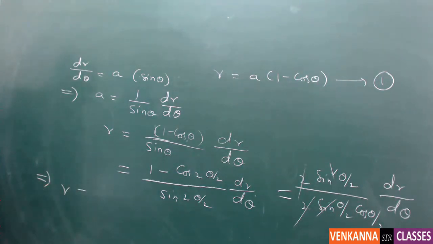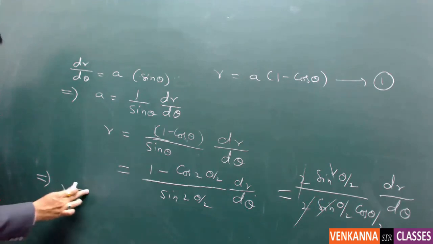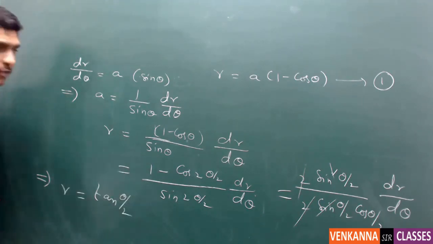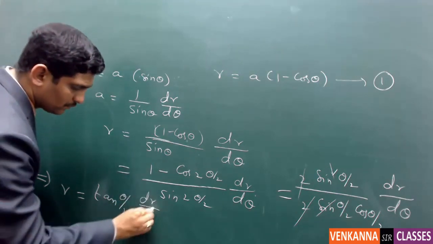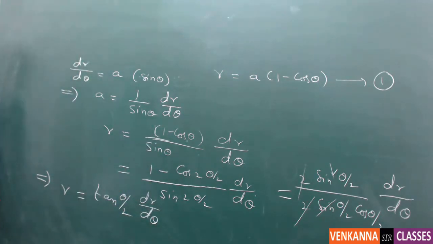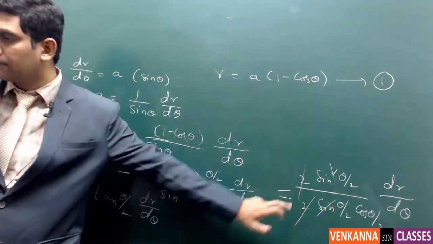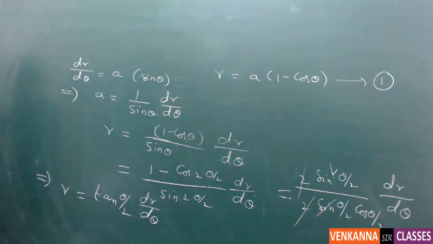This implies r is equal to tan theta by 2 into dr by d theta. Please check on this. Now we are going to replace dr by d theta with minus r square into d theta by dr. So where you have the doubt? This part. Okay.